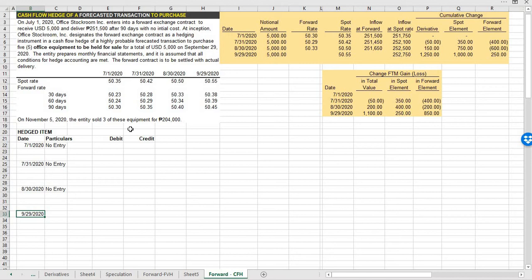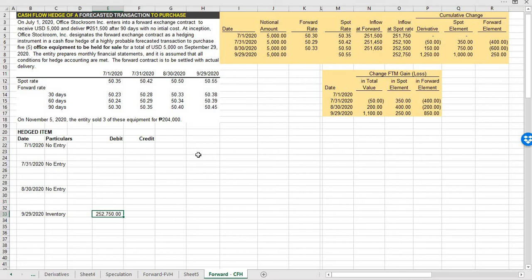So kaya tayo ay debit inventory. Magkano? Syempre 5,000 US dollar multiplied by forward rate or spot rate. Syempre, spot rate. Bakit spot rate? Kasi actual purchase transaction na to. At ang spot rate on this date is 50.55. So, yun ay 252,750 pesos. At credit tayo ng cash.